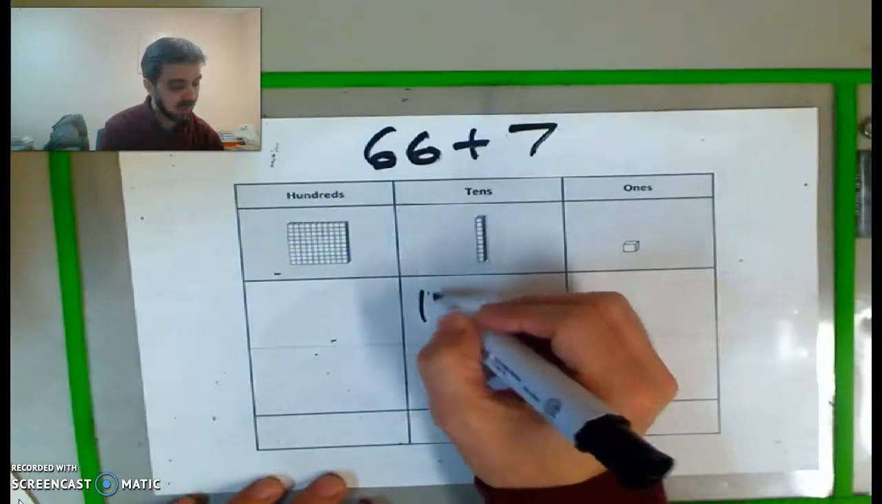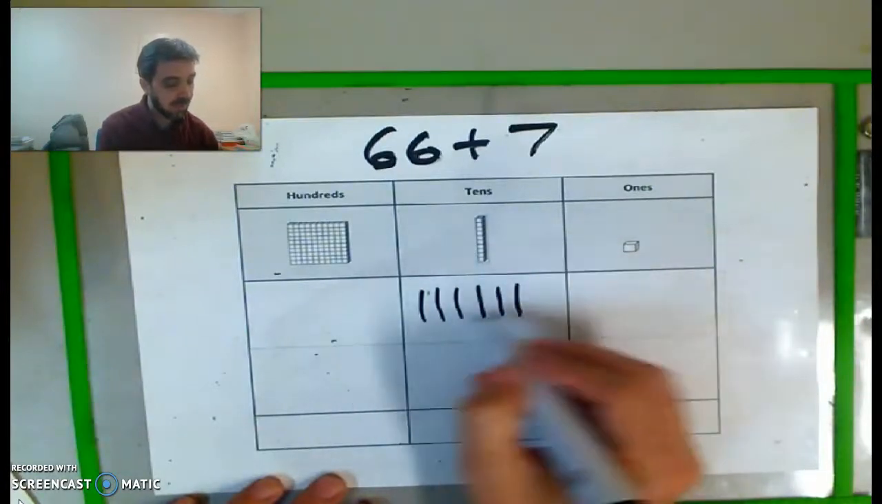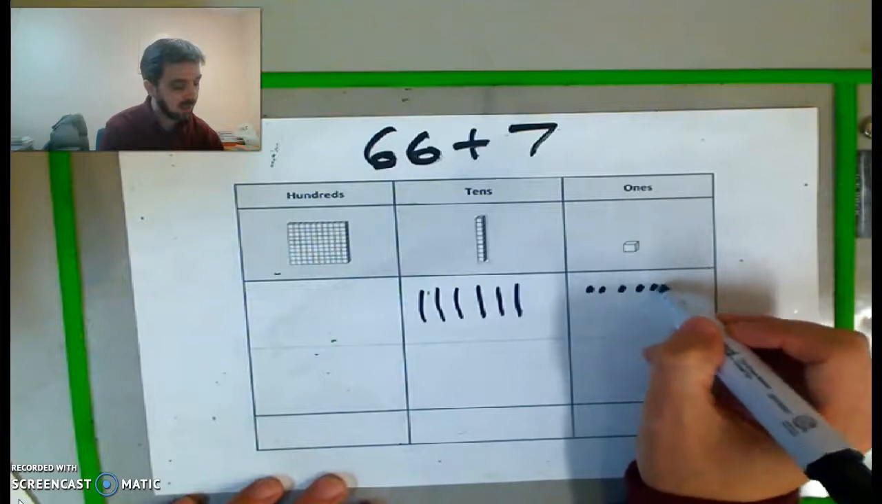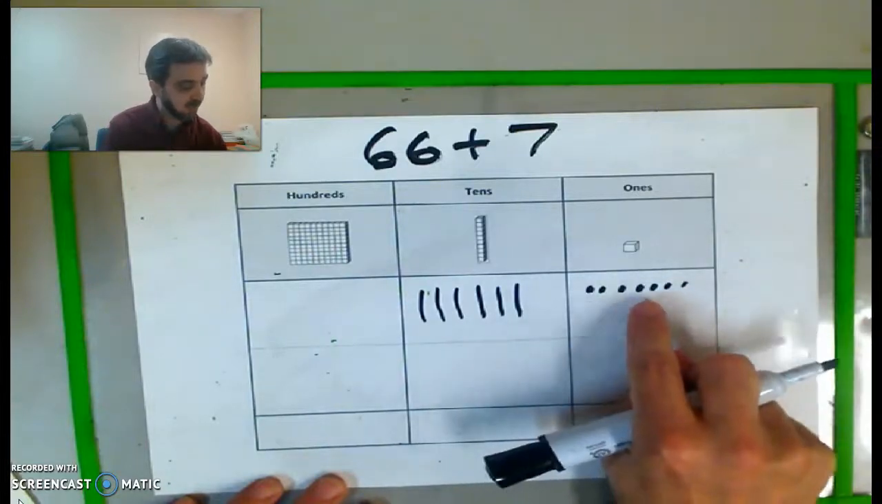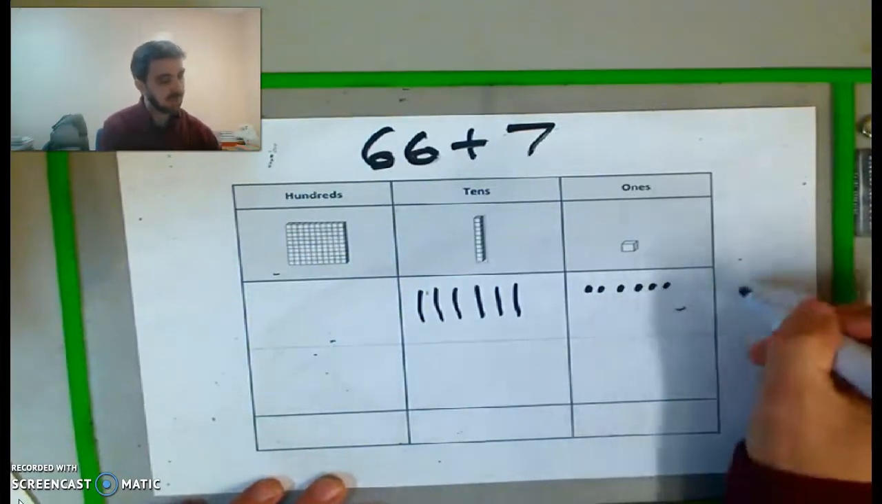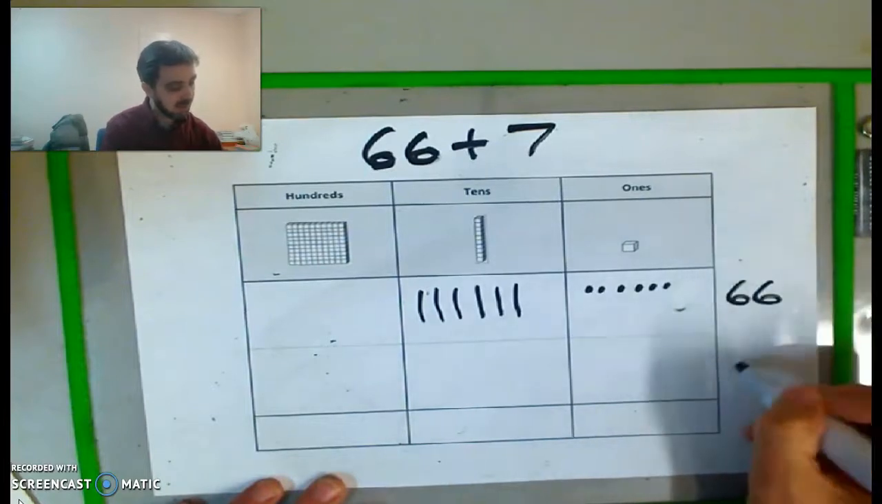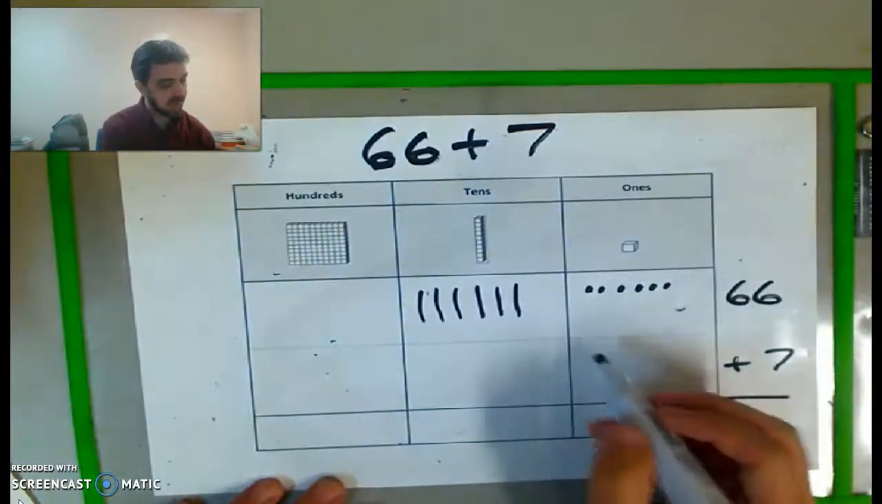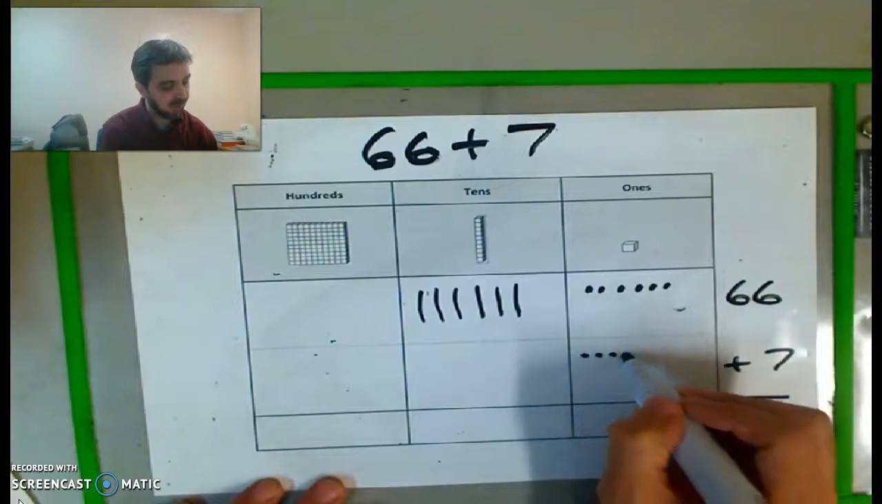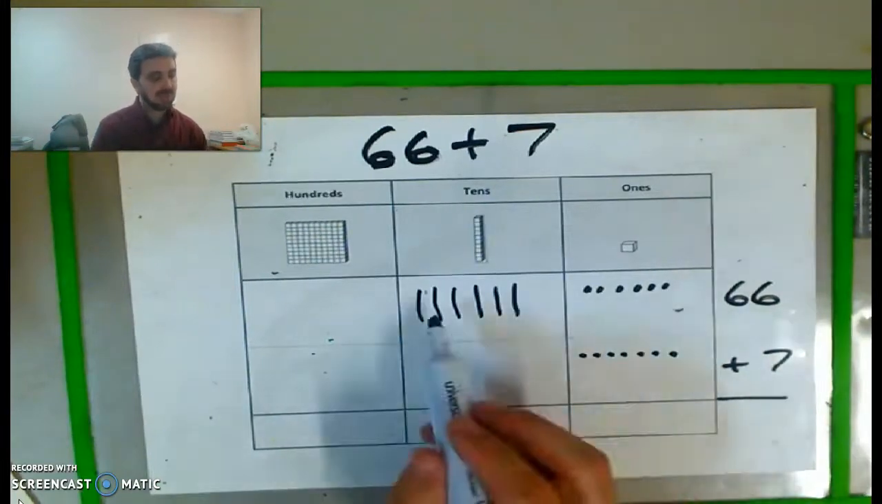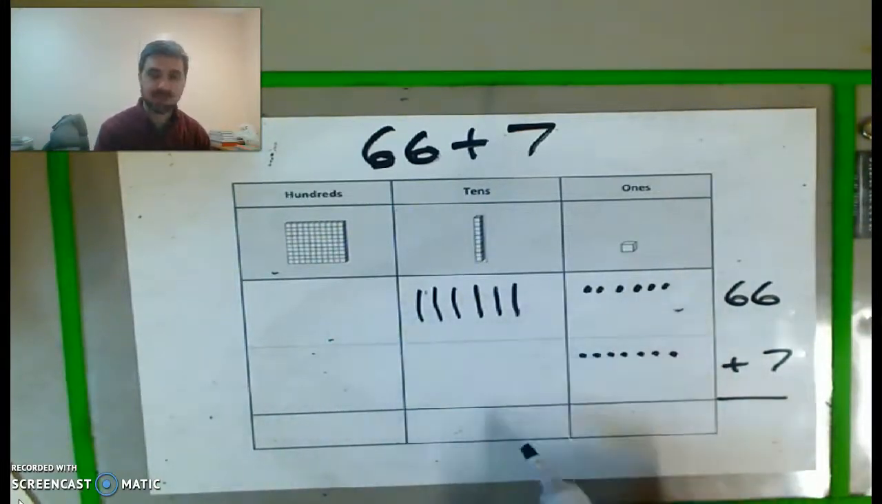I'm going to represent that as 6 10s and 6 1s. Okay, so that was at 7, 1, 2, 3, 4, 5, 6. So that is 66. And we have 7. Okay, so 7 would be 7 1s. 1, 2, 3, 4, 5, 6, 7. So I have 66 plus 7.